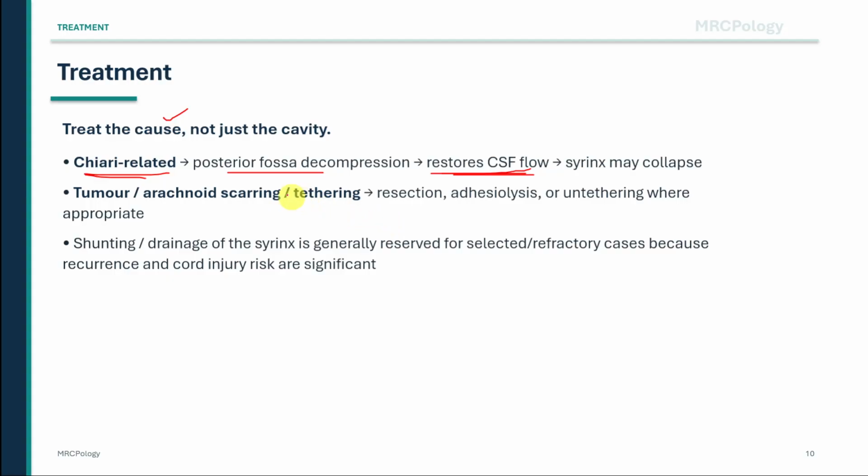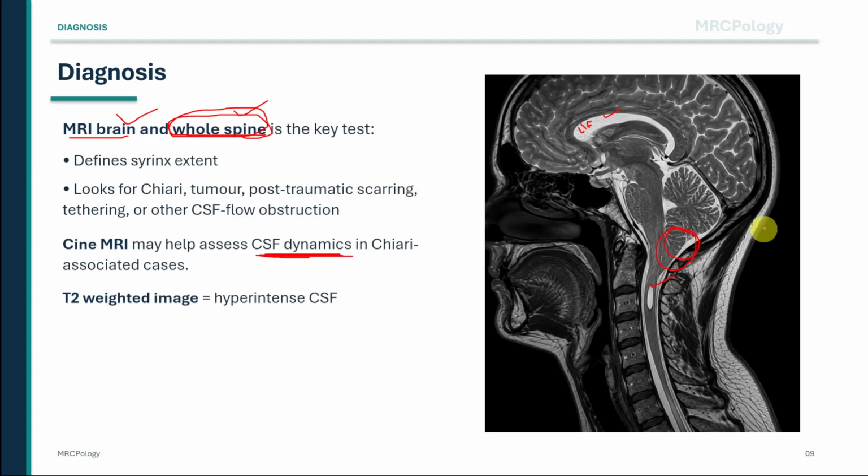In Chiari-related syringomyelia, treatment is usually posterior fossa decompression when clinically indicated. The purpose is to create more space at the foramen magnum, restore cerebrospinal fluid flow, reduce abnormal pressure waves, and allow the syrinx to shrink or collapse over time.